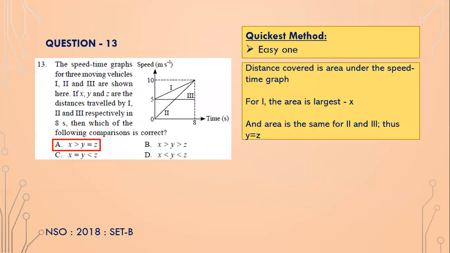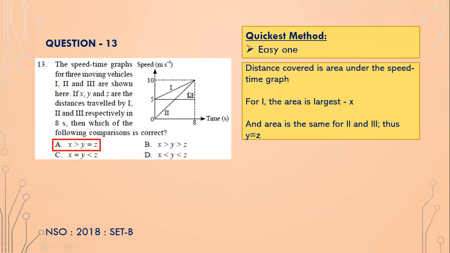The speed time graphs for 3 moving vehicles 1, 2, and 3 are shown here. If X, Y, and Z are the distances traveled by 1, 2, and 3 respectively in 8 seconds, then which of the following comparisons is correct, isn't it?